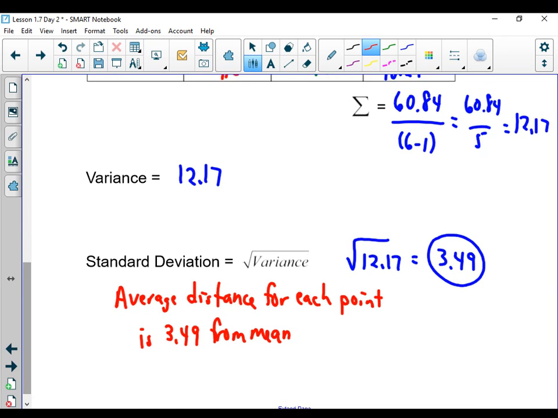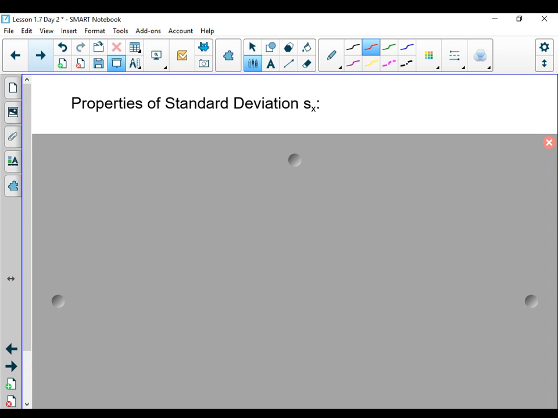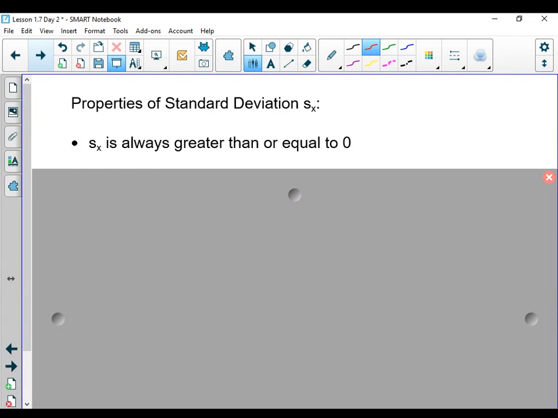All right, so kind of putting all this together, some things to think about with standard deviation. When you get an answer for standard deviation, it's a distance or an average, so it always has to be either greater than or equal to 0. And you can never have a negative standard deviation.